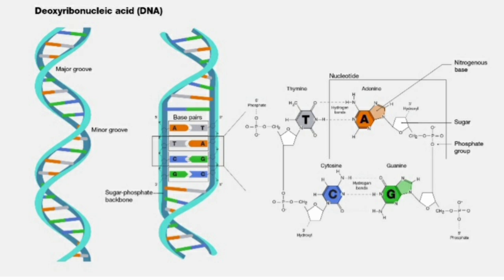Genes are the segments of DNA that encode for proteins or they have regulatory functions. They are the basic functional units of heredity.